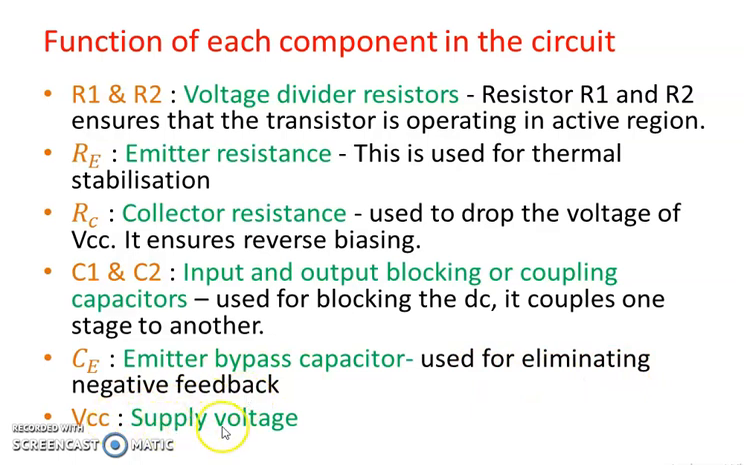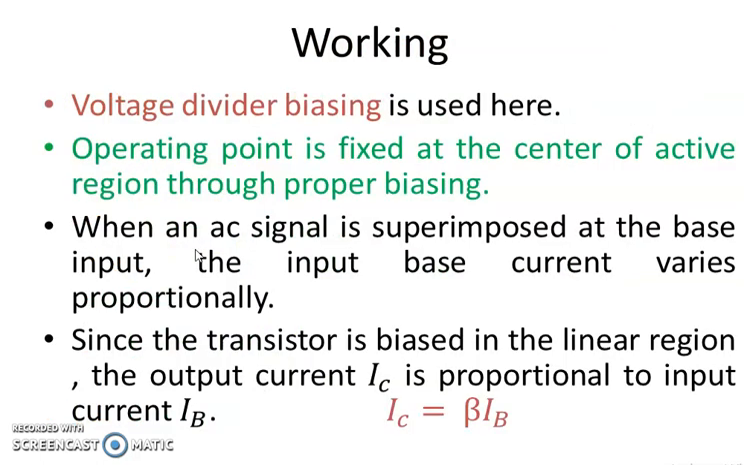VCC, the supply voltage, is used for biasing the circuit. So these are the functions of the major components in the circuit. And next is the working of the RC coupled amplifier.